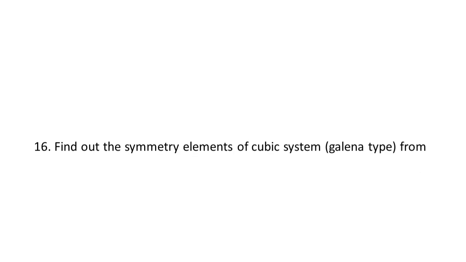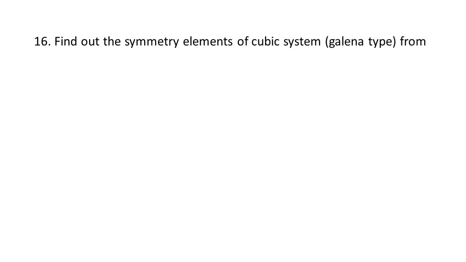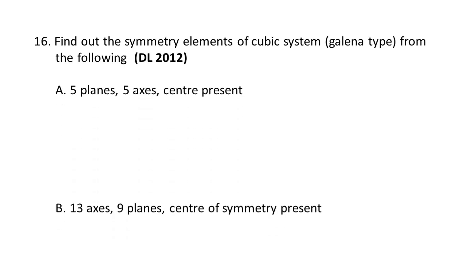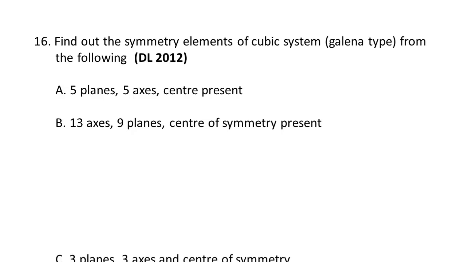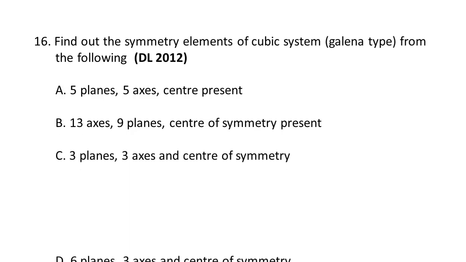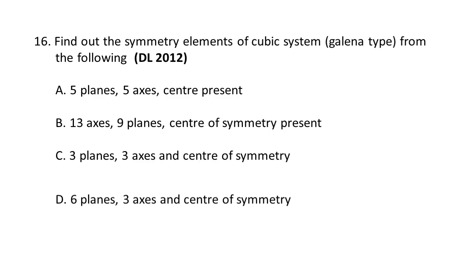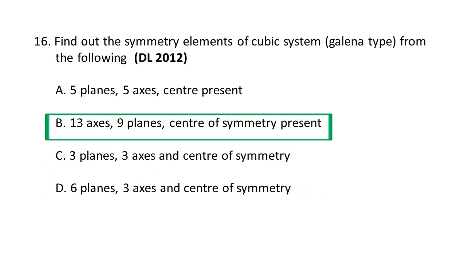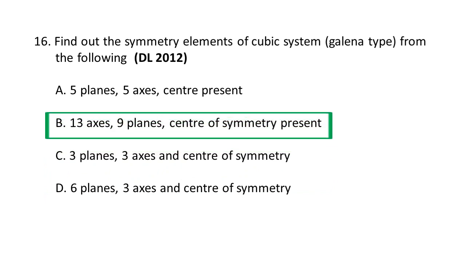Next question. Find out the symmetry elements of the cubic system of the Galena type from the following. A. 5 planes, 5 axes and the center present. B. 13 axes, 9 planes and center of symmetry present. C. 3 planes, 3 axes and center of symmetry. And D. 6 planes, 3 axes and center of symmetry. So the correct option goes as B. The symmetry elements of the cubic system of Galena consist of 13 axes, 9 planes and center of symmetry.